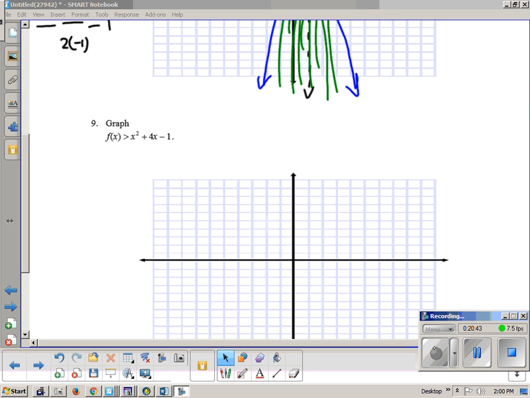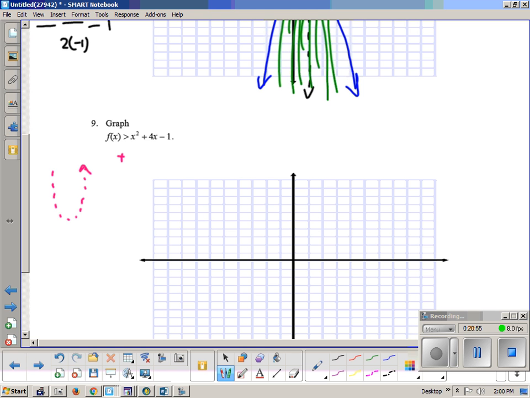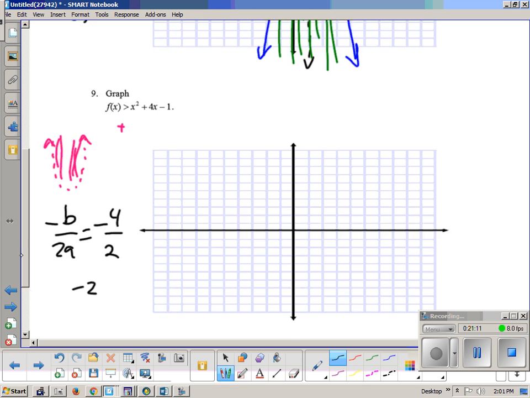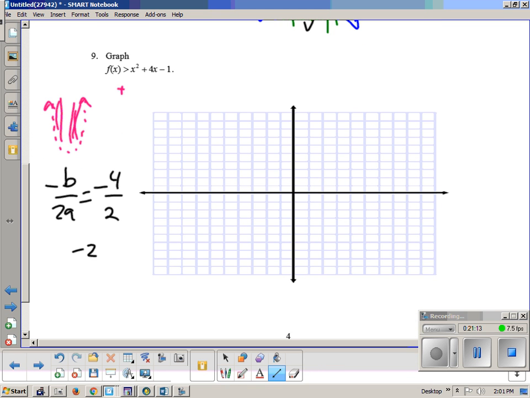Okay, the final graph on the practice quiz is a greater than. x is positive, so it's a happy face, but it's a dotted happy face, and the shading is above. So we need to find out what negative b over 2a is. That's negative 4 over 2 times 1, which is negative 2, so that's my axis of symmetry. So I'm going to mark that on my graph paper. The axis of symmetry is at negative 2.